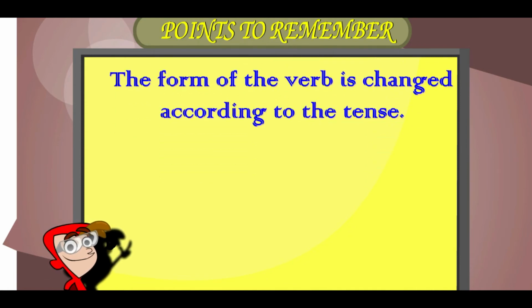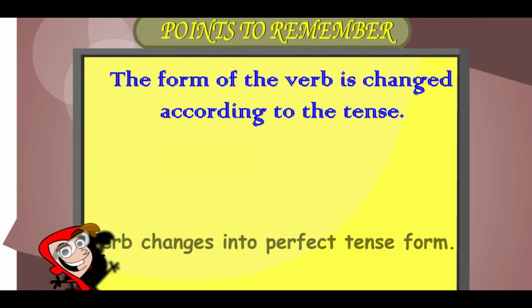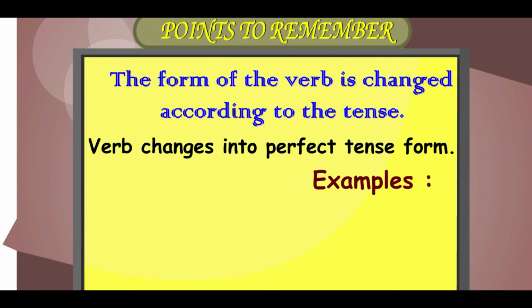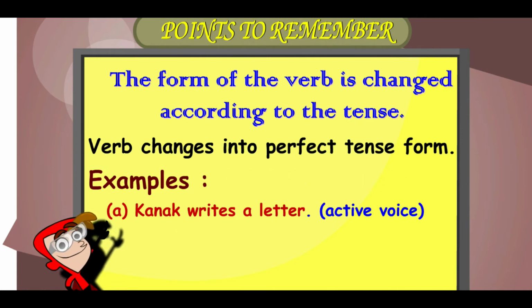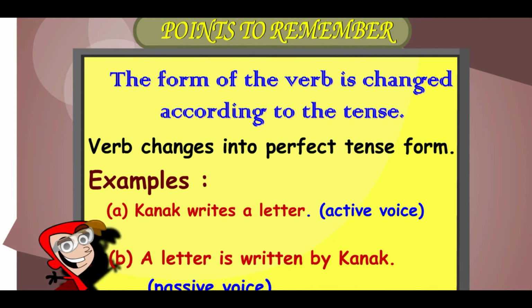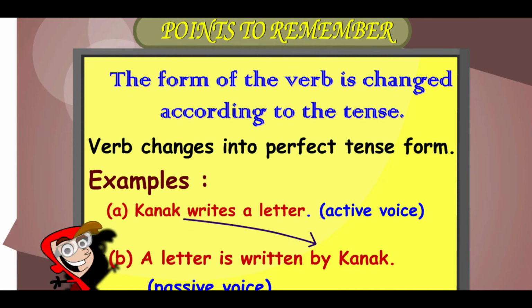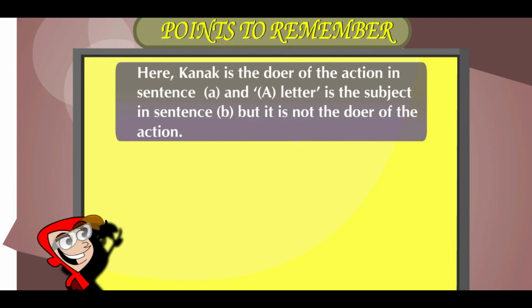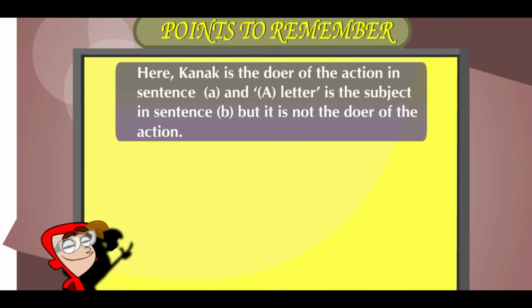The form of the verb is changed according to the tense. Verb changes into perfect tense form. Examples: Kanak writes a letter, active voice. A letter is written by Kanak, passive voice. Here, Kanak is the doer of the action in sentence A, and a letter is the subject in sentence B, but it is not the doer of the action.